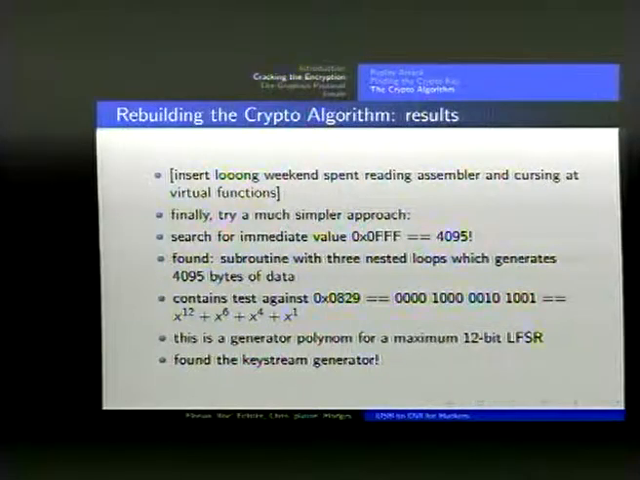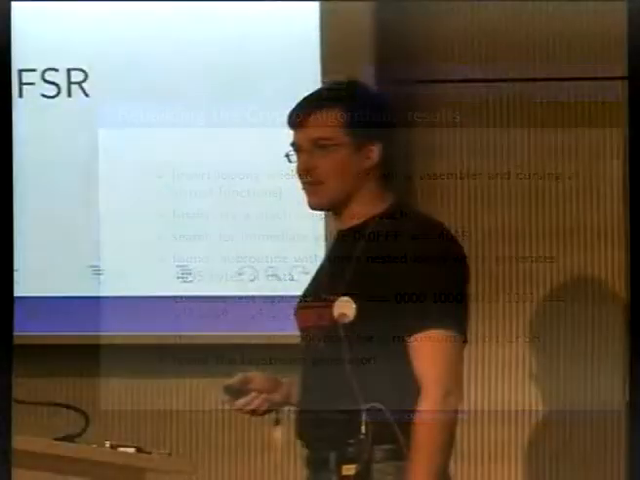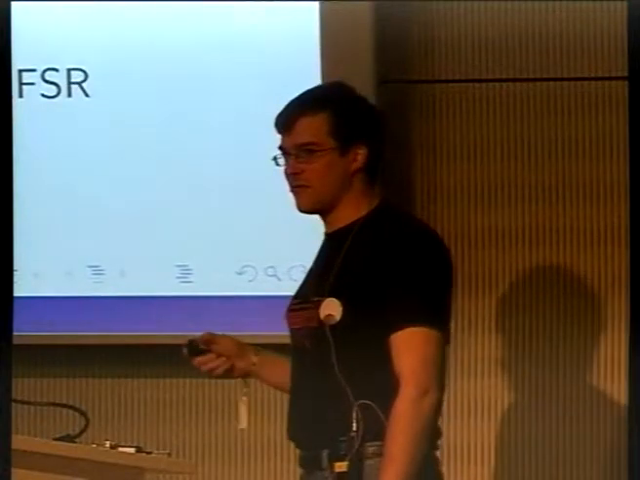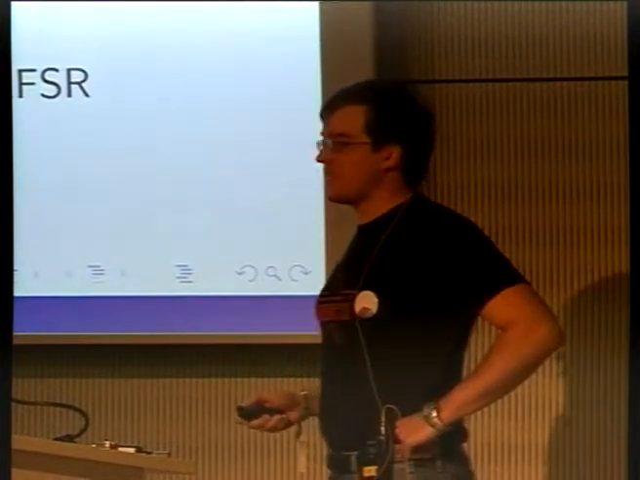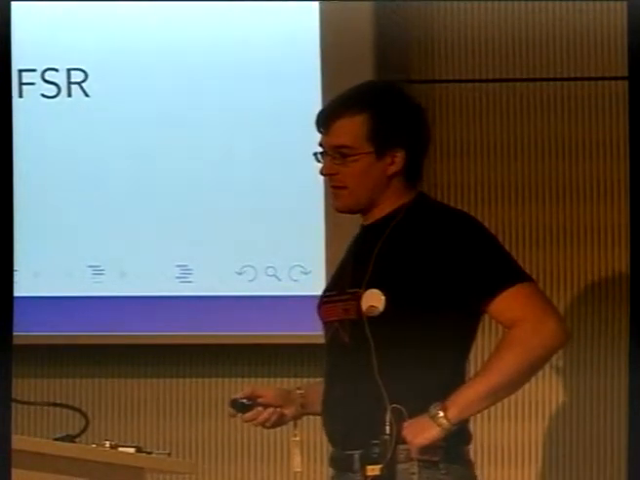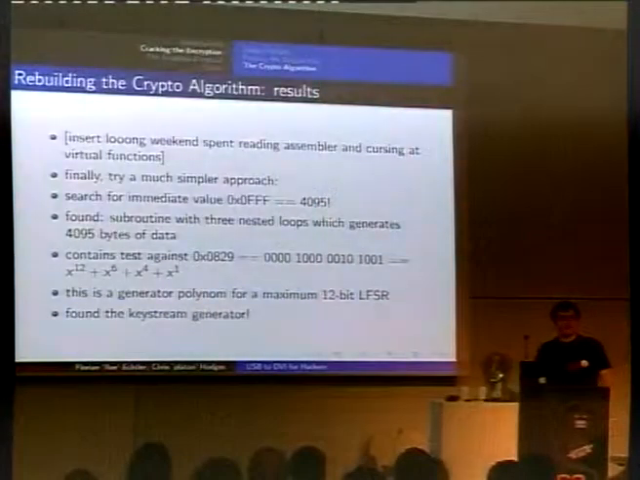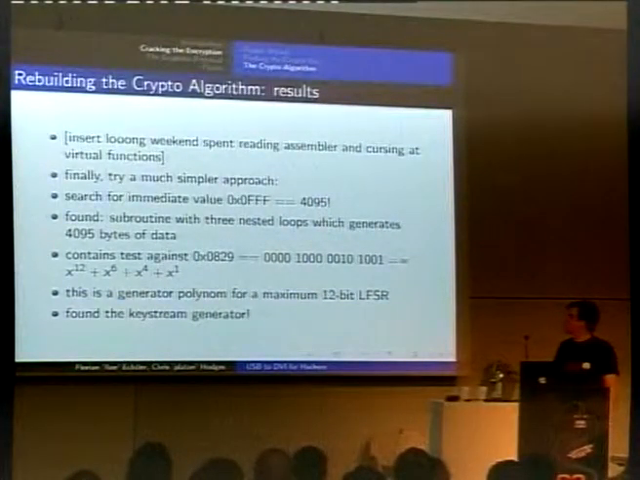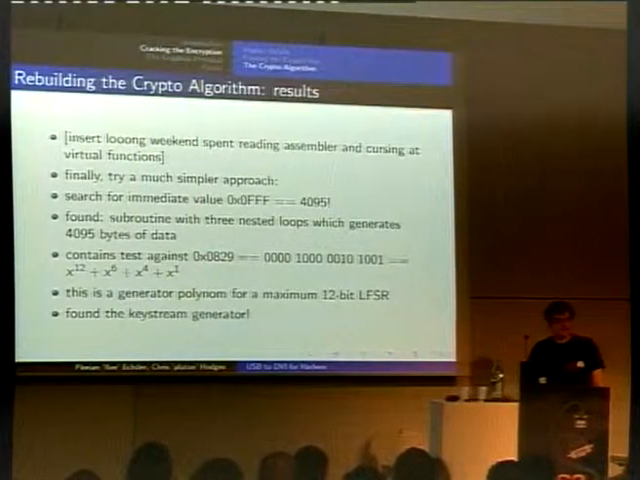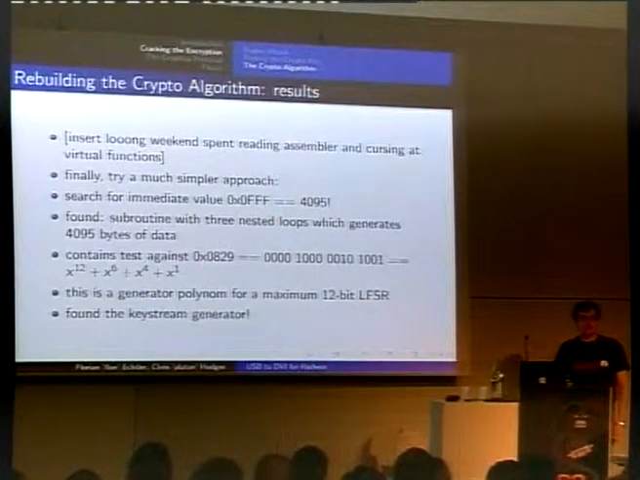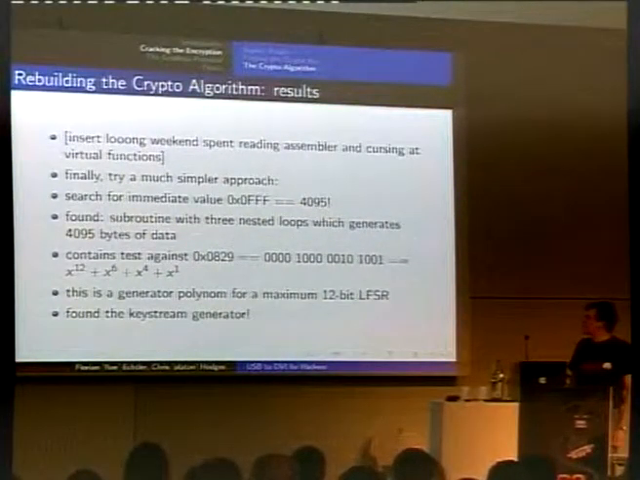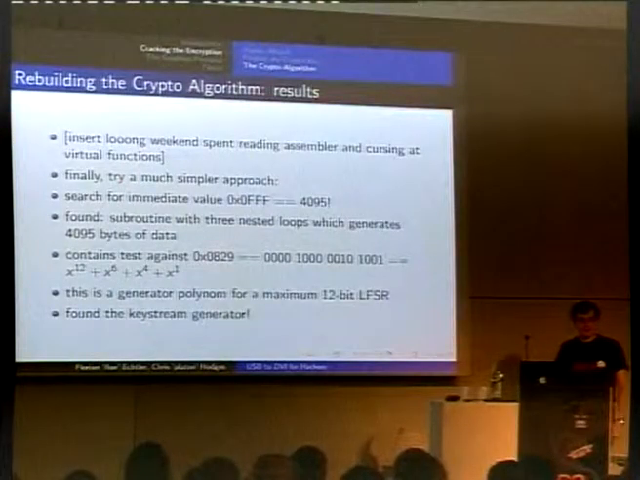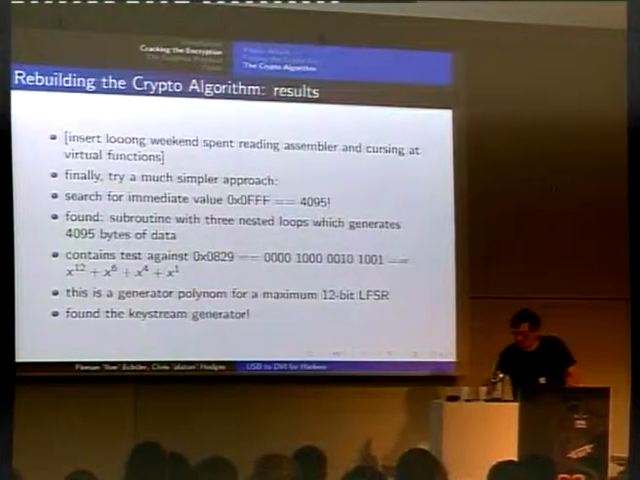A subroutine which consisted of 3 nested loops and which actually does generate 4095 bytes of data. And most interestingly, it contains a test against this value. And when you check, for example, Wikipedia on LFSRs, you always need a generator polynomial, and only certain ones of these generator polynomials are actually generating a maximal LFSR. Well, and this one is one of them, so we were pretty certain at that point that we had found the key stream generator.